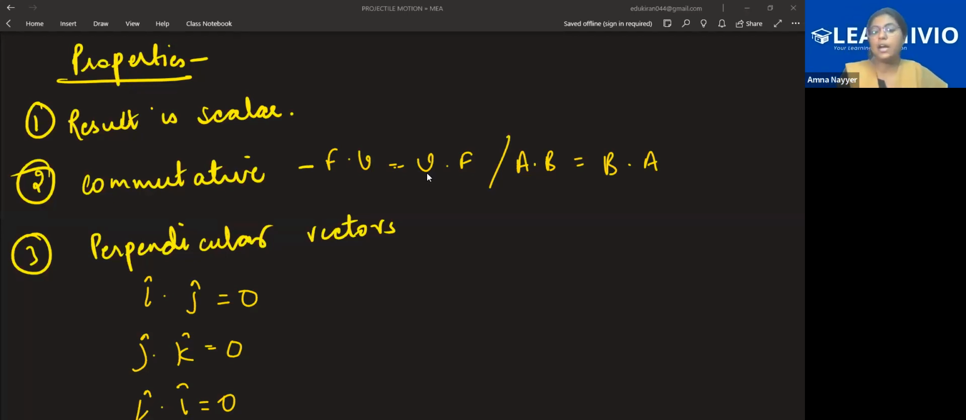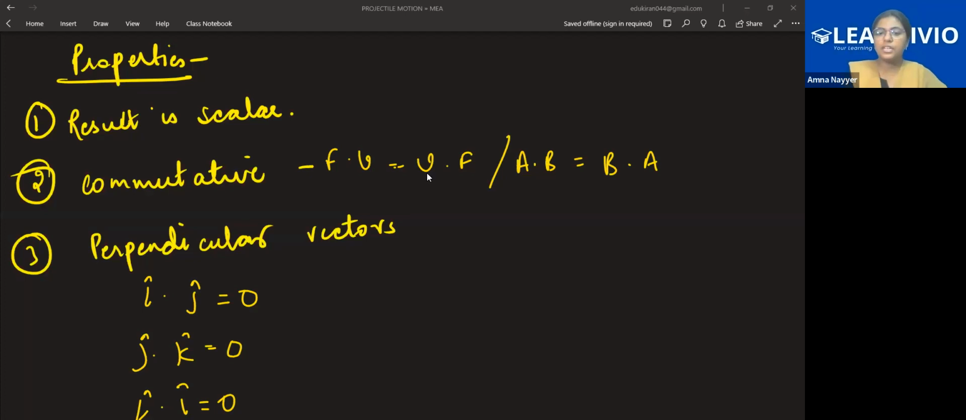Fine. Now, perpendicular vectors means, see, I cap, j cap, k cap, all these are the unit vectors of the Cartesian plane, right? And I cap represents x-axis, j cap represents y-axis, and k cap represents z-axis. Now, all these axes are perpendicular to each other.